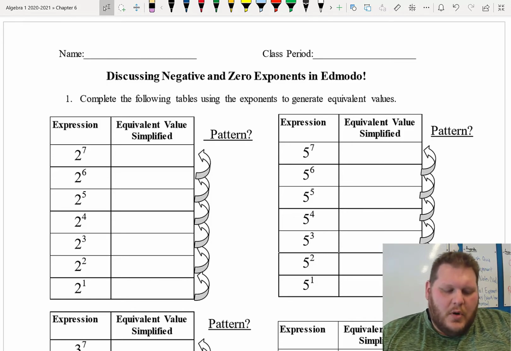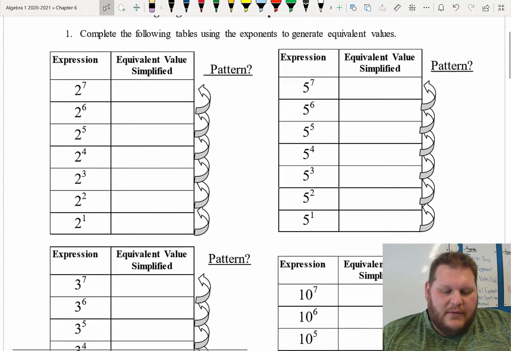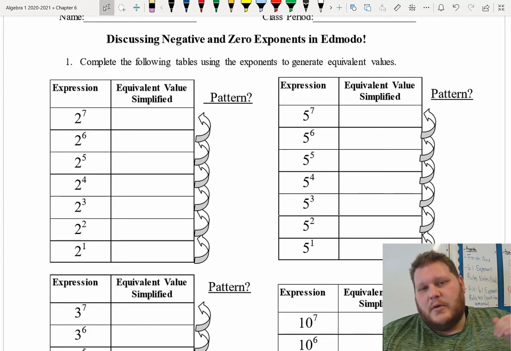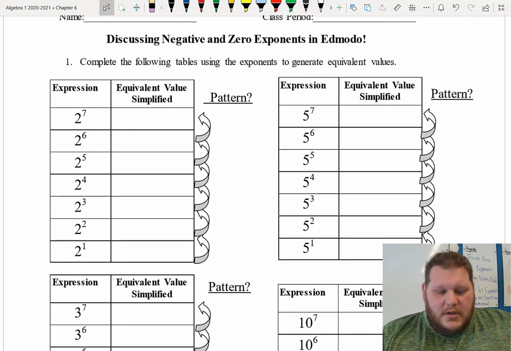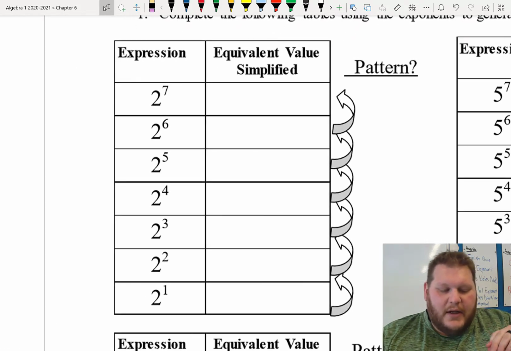I'm not going to do every single one of these, because we should be able to pick up on the pattern after 2 or 3 of them. We're trying to find patterns of what happens when I increase or decrease my exponents. So if I start with this far left table, we're just doing different exponents on a base of 2.